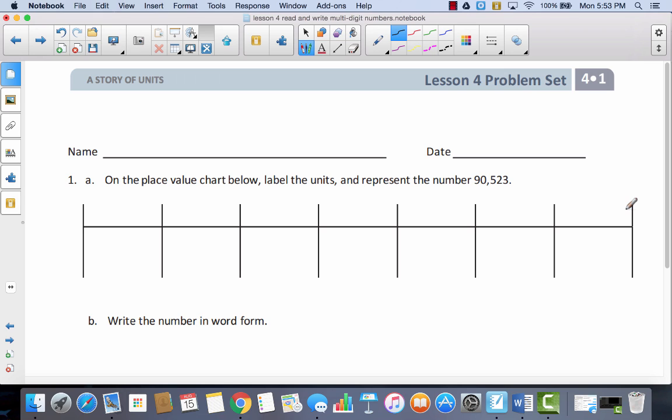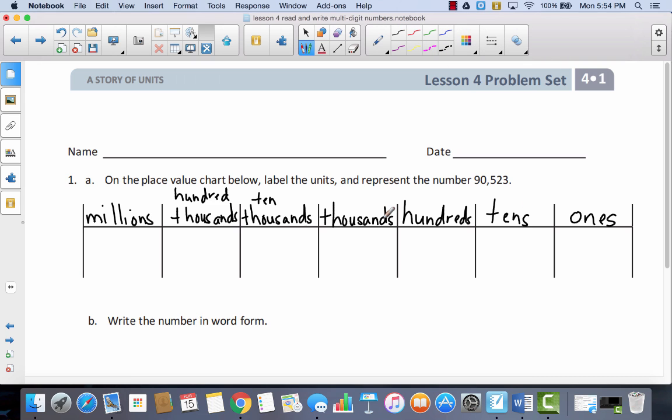Now the directions say, on the place value chart below, label the units and represent the number 90,523. So you're going to represent this number using units. I want you to go ahead and label the place value chart and go ahead and represent this number. If you get stuck, you can always press play and then we'll come back and we'll check together. Okay, so first let's check our labels on our place value chart. So you should have had ones, tens, hundreds, thousands, 10,000s, 100,000s, then millions.